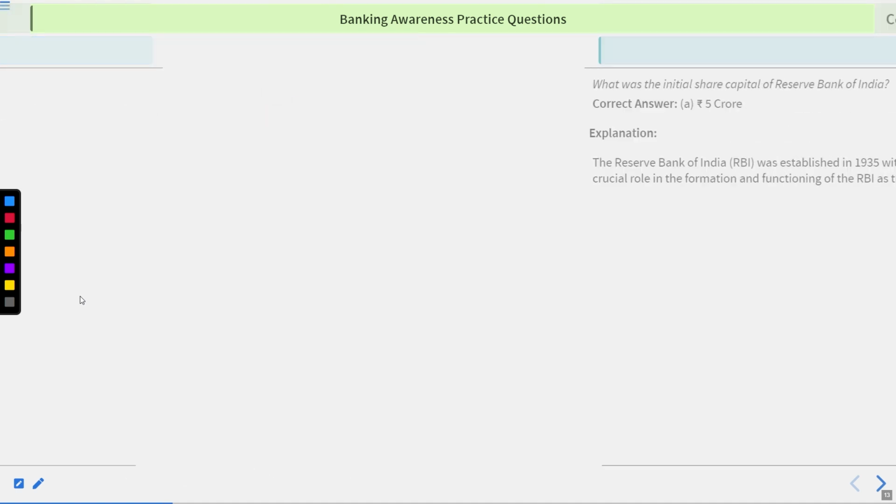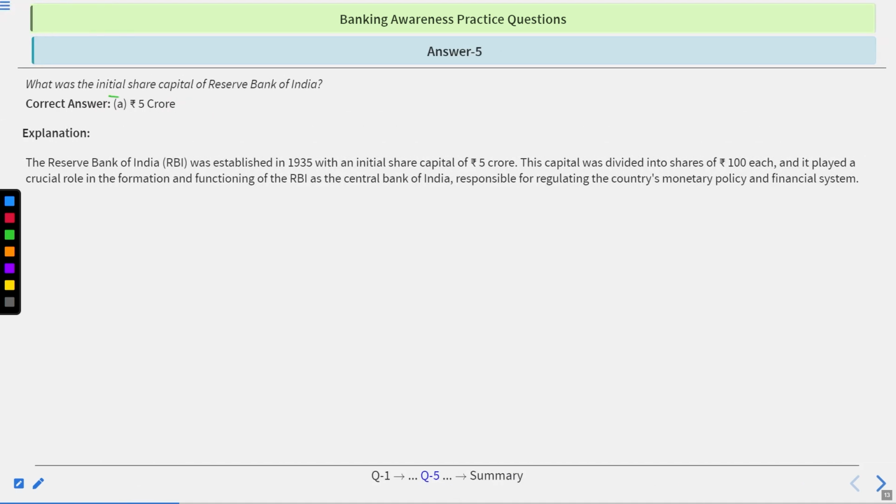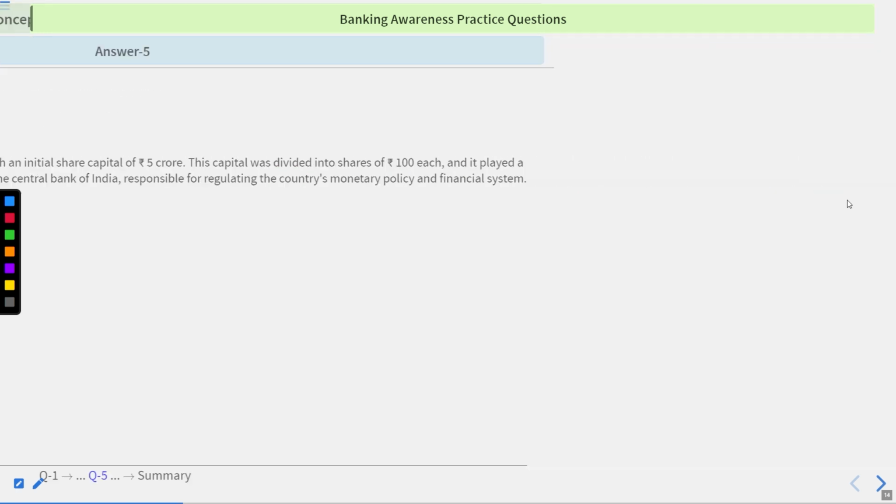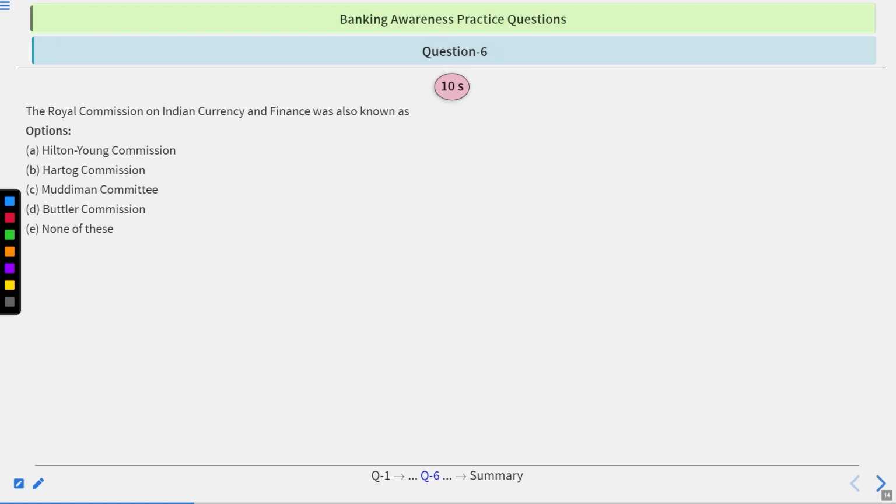Okay, the time's up. Correct answer of this is 5 crores. The Reserve Bank of India was established in 1935 with an initial share capital of rupees 5 crores. That capital was divided into shares of rupees 100 each and played a crucial role in the formation and functioning of the Reserve Bank, which got established as the Central Bank of India by the Britishers and responsible for regulating the country's monetary policy and the financial system. Got it? Next question. Question number 6.